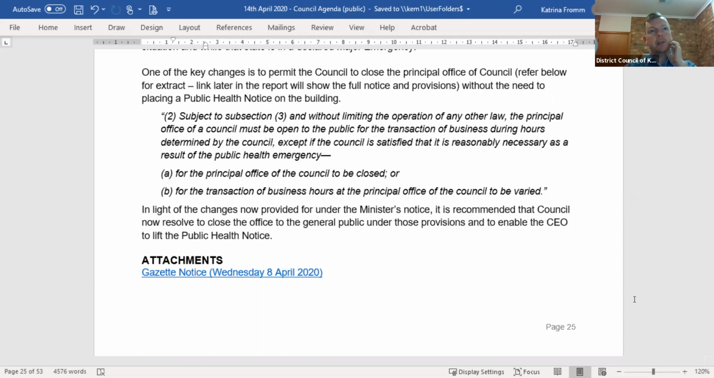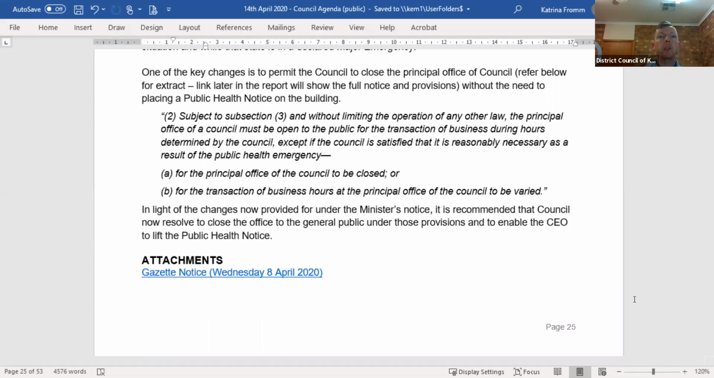However, other advice had been received to say that, given the current situation, it would be highly unlikely that anyone would take the matter to that. But we closed the office. So I closed the office in accordance with the advice provided by the LGA and their legal advisors, which was to issue a public health notice on the office under the Public Health Act.